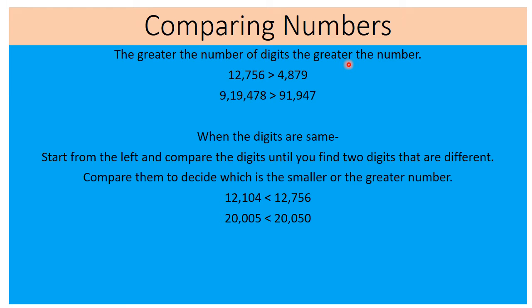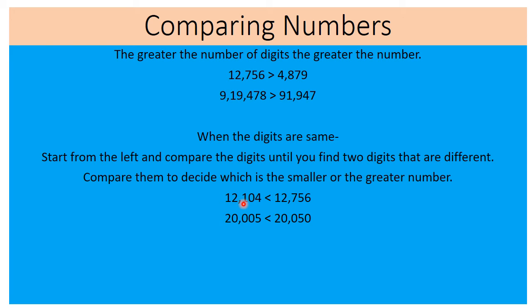Now there can be another case also, when the digits are the same. What will you do and how will you compare the numbers if the digits are the same? You have to start from the left and compare the digits until you find two digits that are different, and then you compare them to decide which is the smallest or the greatest number. So here we have taken two numbers, and in both the numbers there are 1, 2, 3, 4, 5 digits.